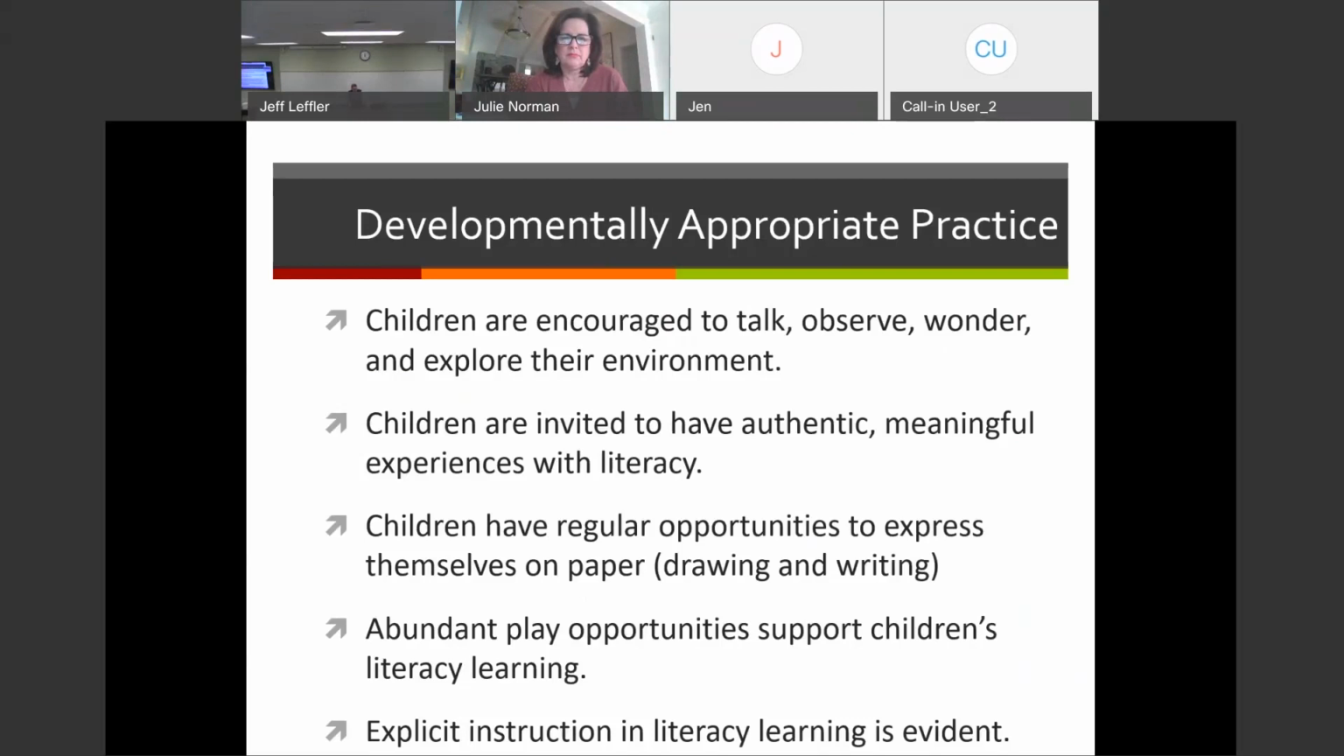In developmentally appropriate practice, children are also invited to have authentic, meaningful experiences with literacy. I used to have a job where I would go around the state and do evaluations and technical assistance in childcare centers. And inevitably, when I would go on a day that I was looking at a preschool classroom, they would be doing carpet time, where they have all the children on the rug, all doing the same thing at the same time.